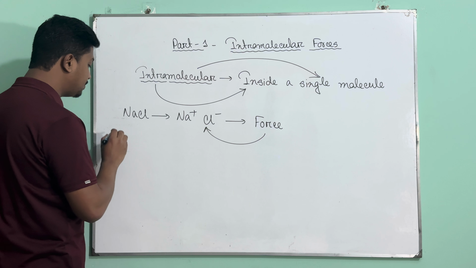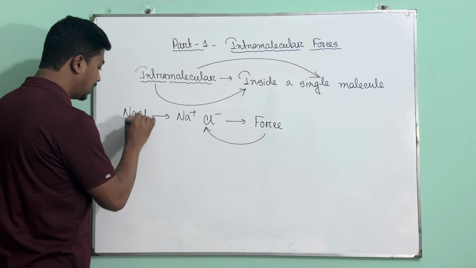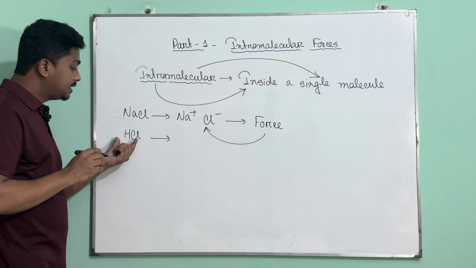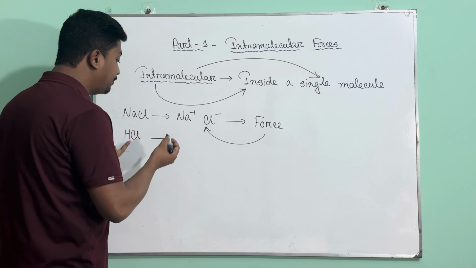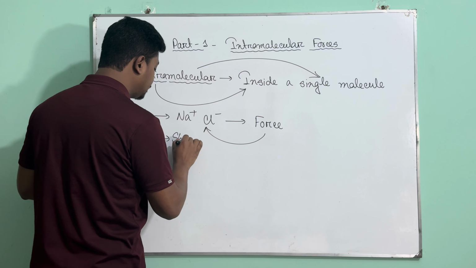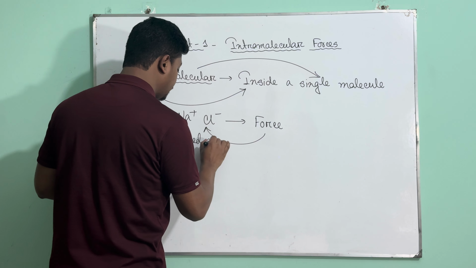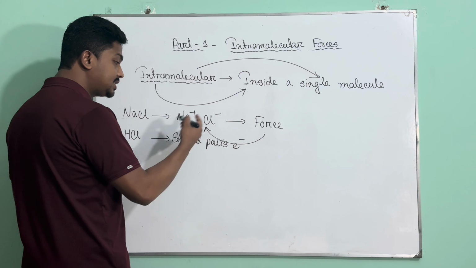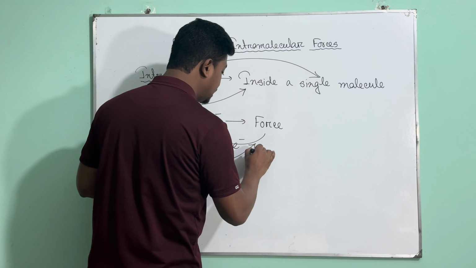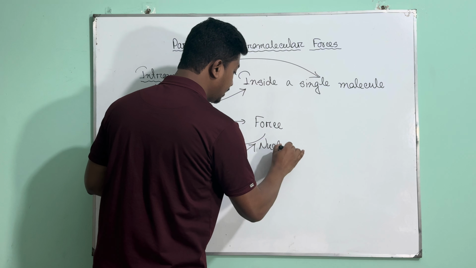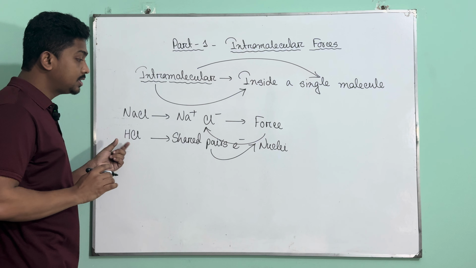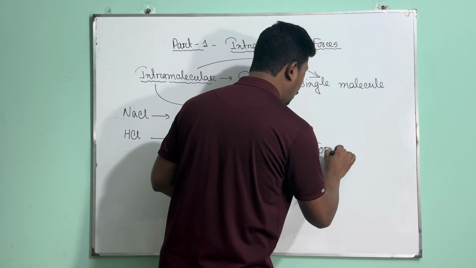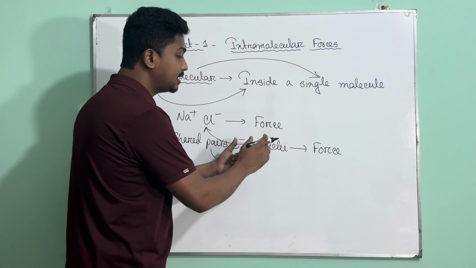Now let's talk about another one: HCl. So we have hydrogen and chlorine. We know that this is a covalent compound, so we have shared pairs of electrons, and these shared pairs of electrons are attracted to the nuclei. Which are the nuclei? The nuclei are chlorine and hydrogen, right? By strong electrostatic forces. Then again, we have a force here holding the shared pairs of electrons and the nuclei together.